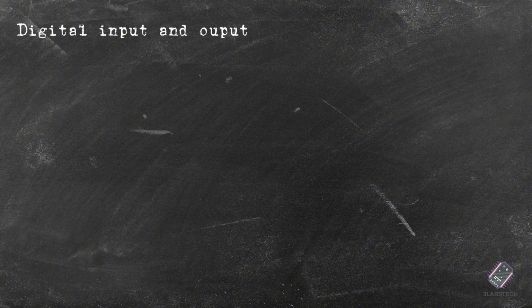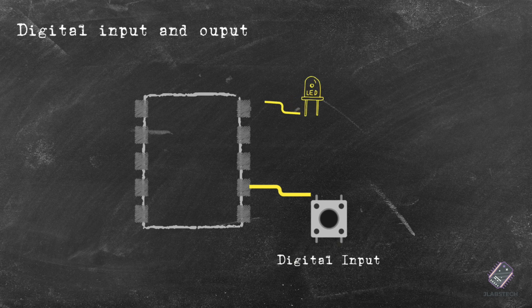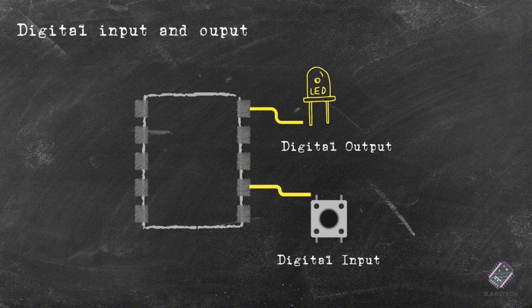Digital input and output is basically how your microcontroller interacts with the real world. When you read a button, that's a digital input. When you turn on an LED, that's a digital output. Sounds simple, right? But behind that simple idea, there's actually a lot going on inside the chip. And if you don't understand it, you'll run into weird bugs. LEDs flickering randomly, buttons that seem to press themselves, sensors that give garbage readings.